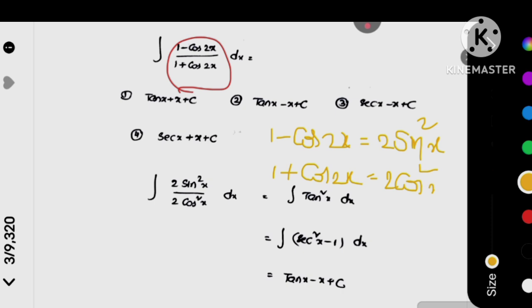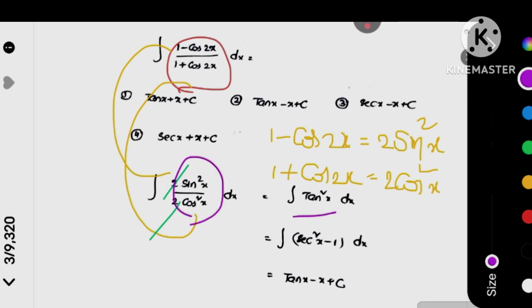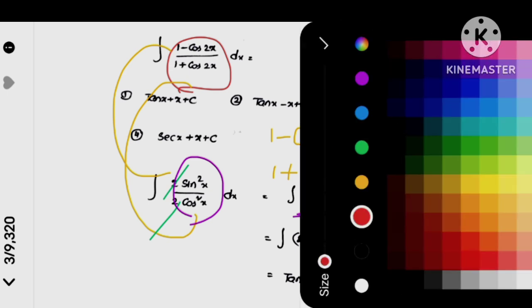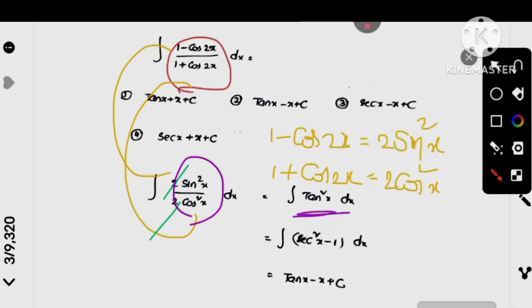Now replace the two formulas here. 1 minus cos 2x is equal to 2 sin square x and 1 plus cos 2x is equal to 2 cos square x. Now cut the 2 here. Remaining values are sin square x by cos square x, that is equal to tan square x. Okay. Now you have to take the integration. For that, what is tan square x? I am writing the tan square x as secant square x minus 1. Why? Because there is no direct integration for this tan square x. For that reason, writing this tan square as secant square x minus 1.